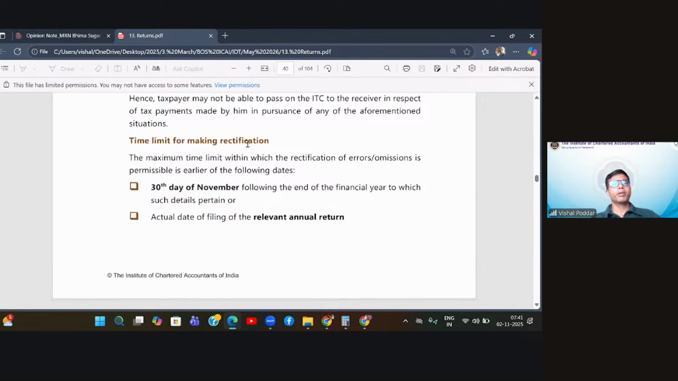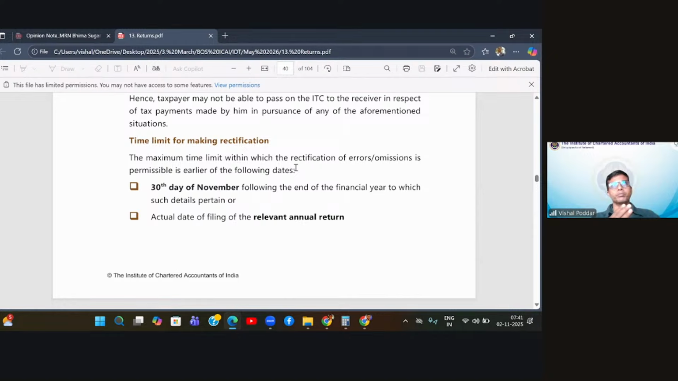Now, time limit for making rectifications. The maximum time limit within which the rectification of errors or omissions is permissible is the earlier of the two dates. And again, the date is the same. So this is the same date by which you can avail ITC. This is the same date by which you can file or upload credit notes. This is the same date by which you can rectify GSTR1. And this is the same date by which you can rectify the 3B.